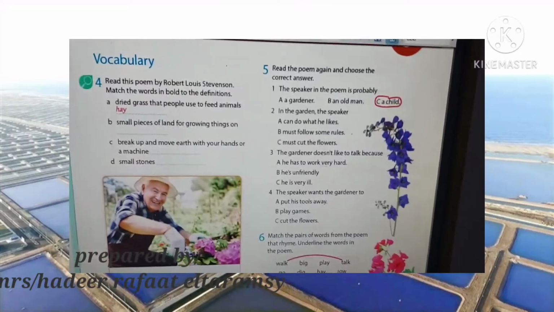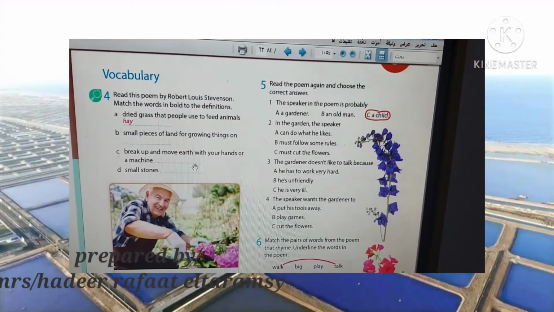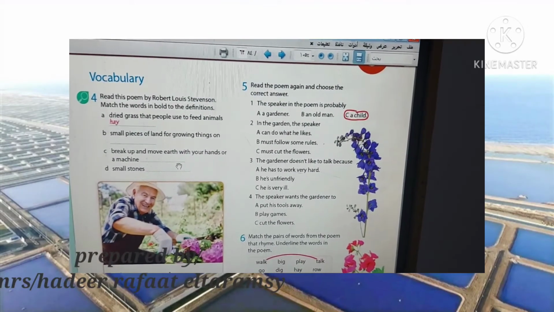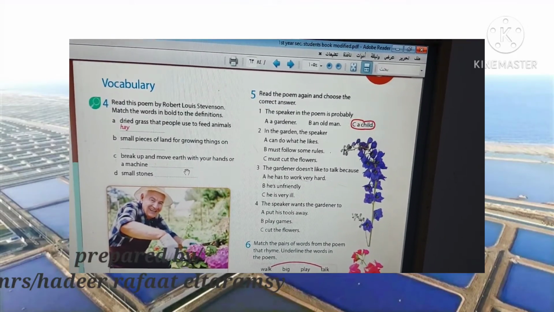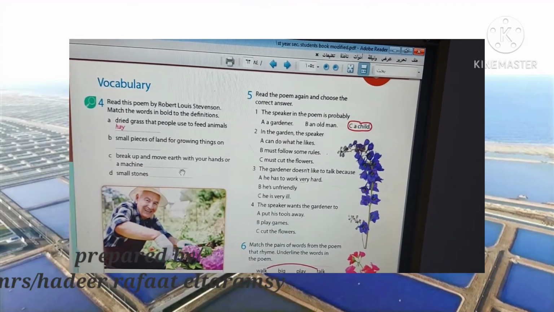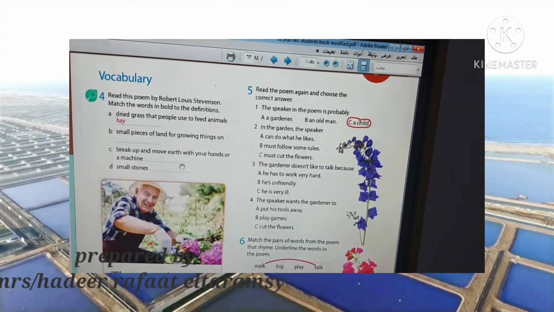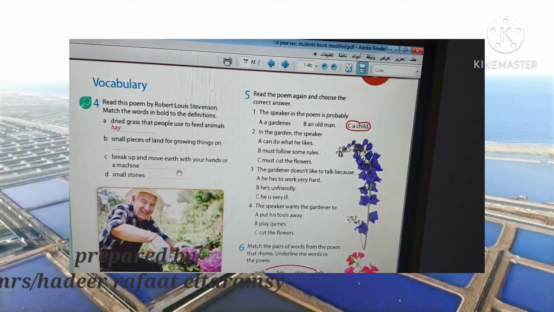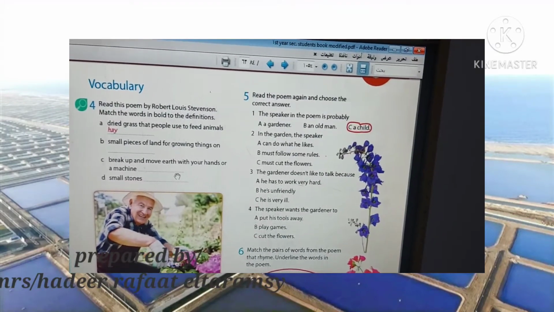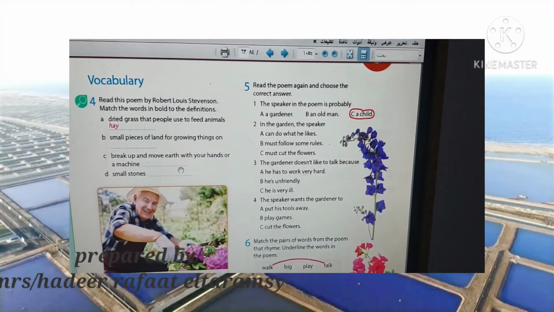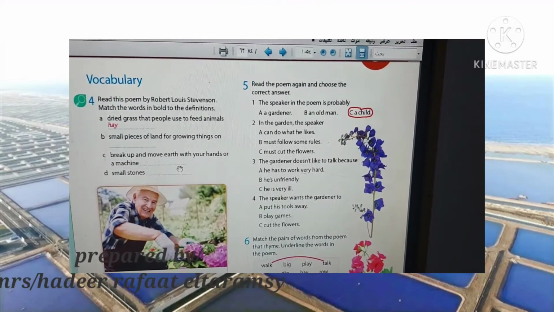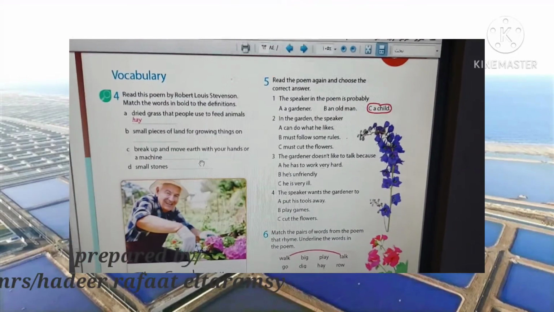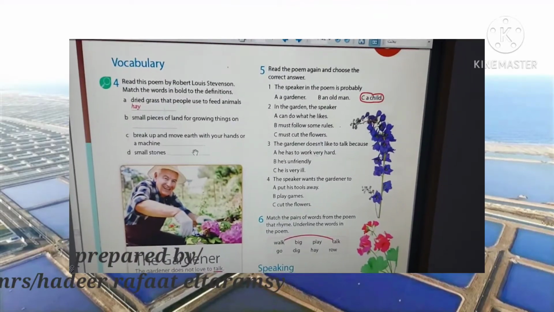Exercise number 5. Read the poem again and choose the correct answer. The speaker in the poem is probably a gardener, an old man, or a child. He is a child. In the garden, the speaker can do what he likes, must follow the rules, or must cut the flowers. طبعا الإجابة هي letter B. Must follow the rules because the gardener doesn't want to play.